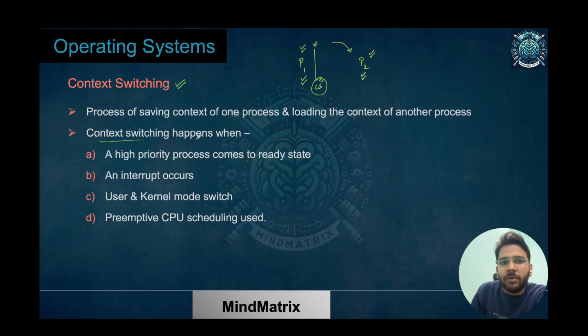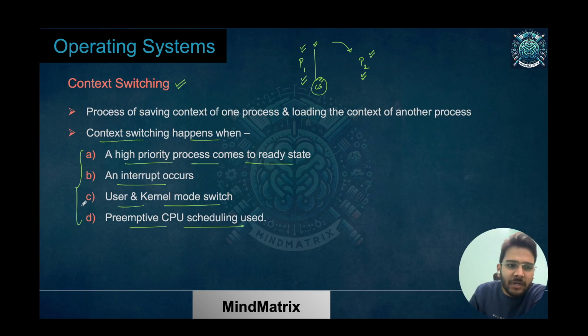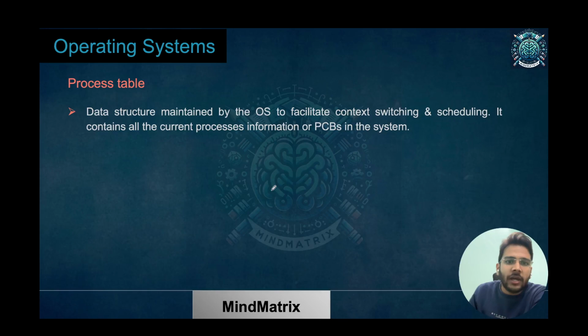Context switching can happen when a high priority process comes to the ready state, an interrupt occurs, a user and kernel mode switch happens, or preemptive CPU scheduling is used. All these things we will be discussing later on in the upcoming lectures, but you should know as of now what context switching is and what we do in context switching. Clear? Let's proceed, and now we talk about the process table.